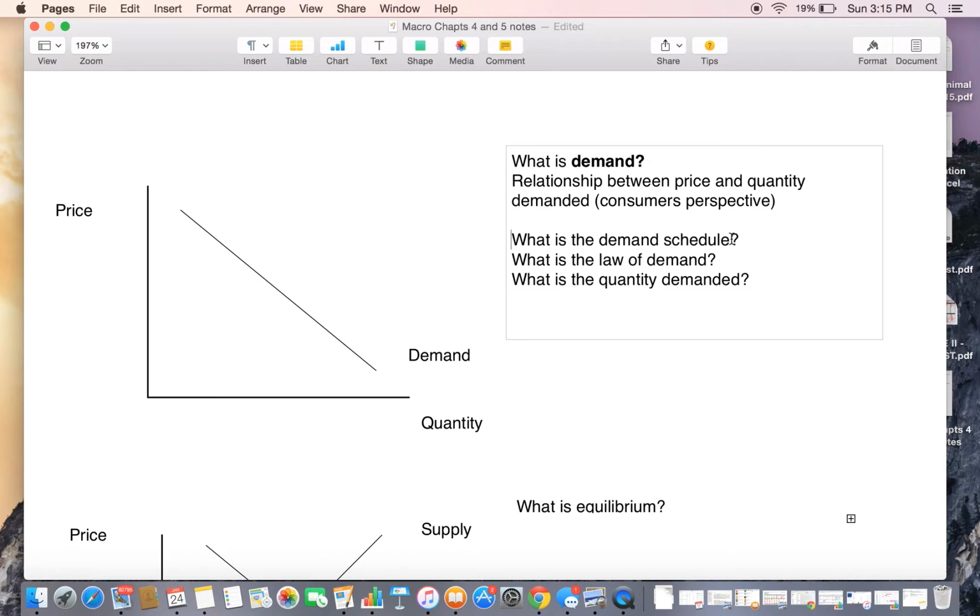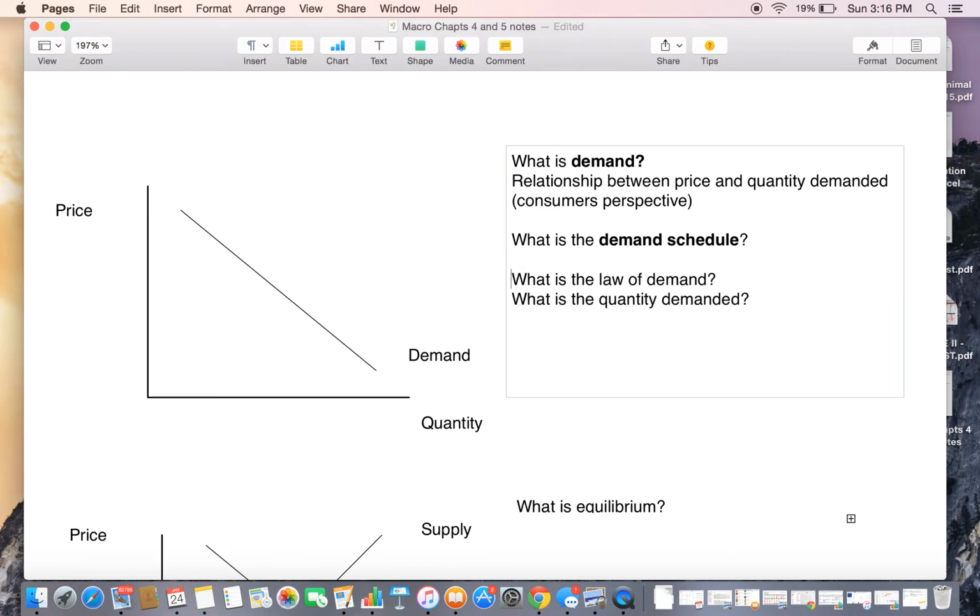Next thing we might ask ourselves, and it is mirroring the above discussion, is what is the demand schedule? To the left we have a graphical representation of demand, of the demand curve. And we see there that there is a negative correlation between price and quantity. So the law of demand means that as we raise prices, less will be demanded. And that implies a negative correlation between price and quantity.